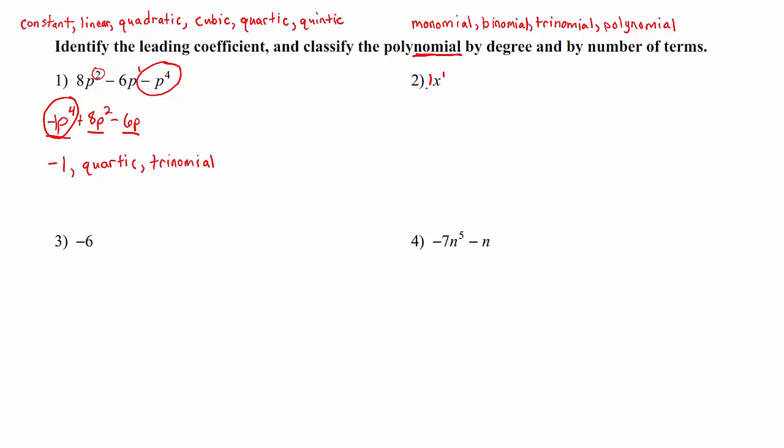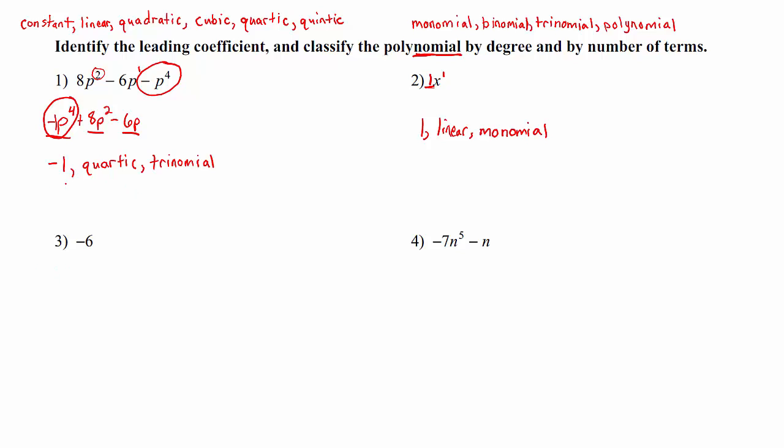So if there's only one term, this is already in standard form. Our leading coefficient has to be that 1. Our degree is the first power, which is linear. And since there's only one term, this is a monomial.